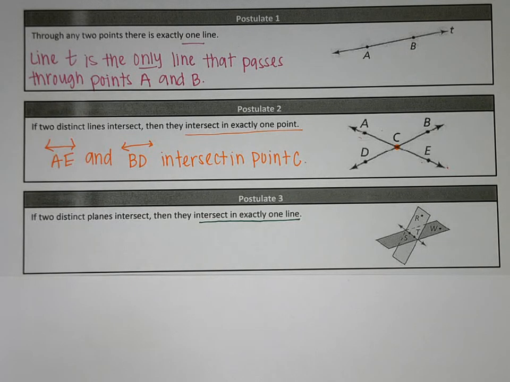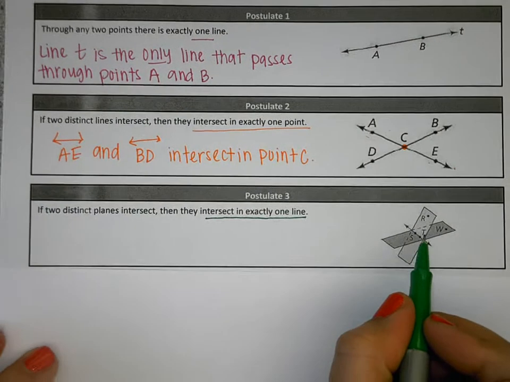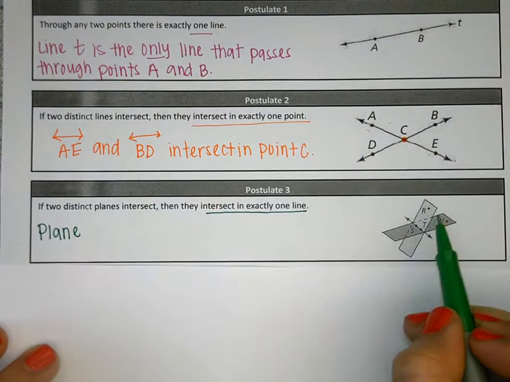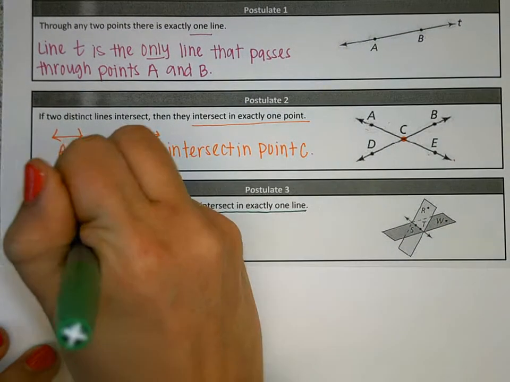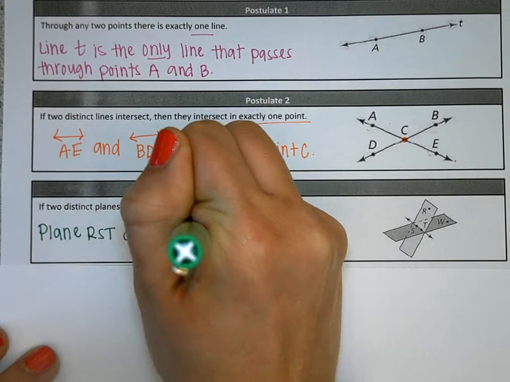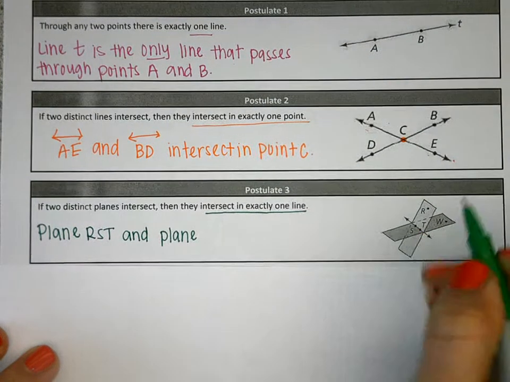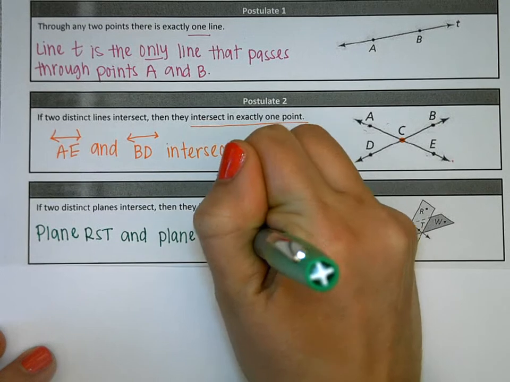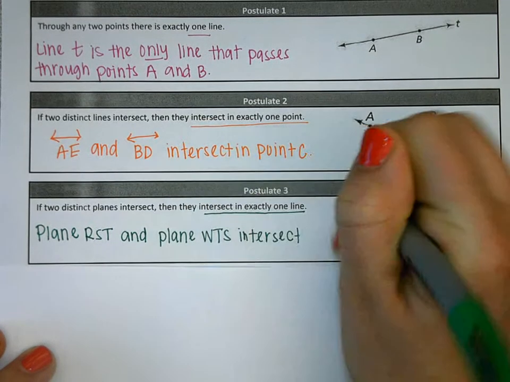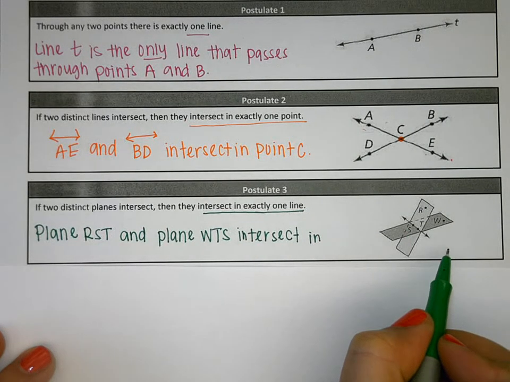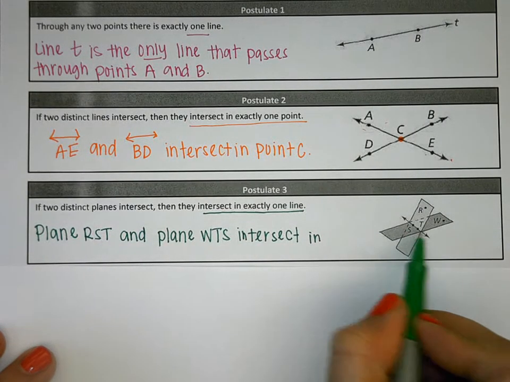Lines. So we would say here that plane RST, because it has the points R, S, and T on it, and plane WTS intersect in what line? Where is the line? What points does the line go through? S and T. So in line ST.